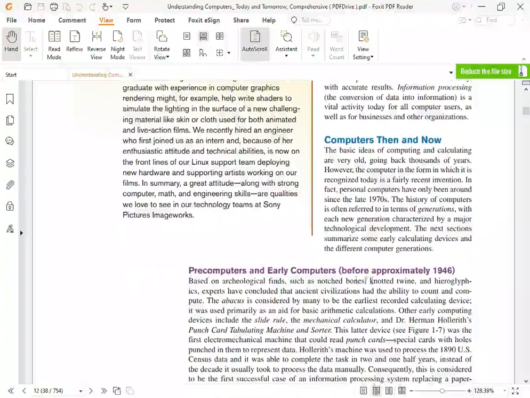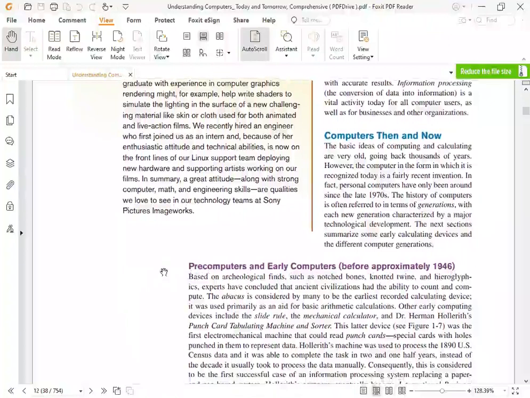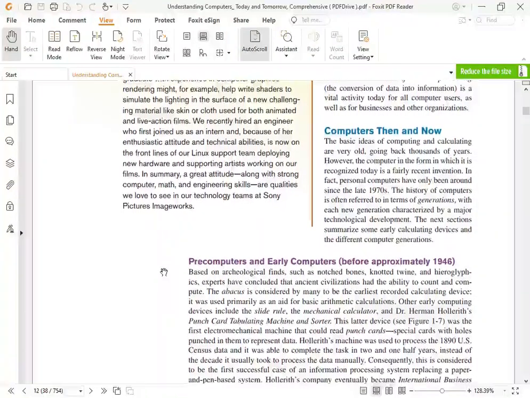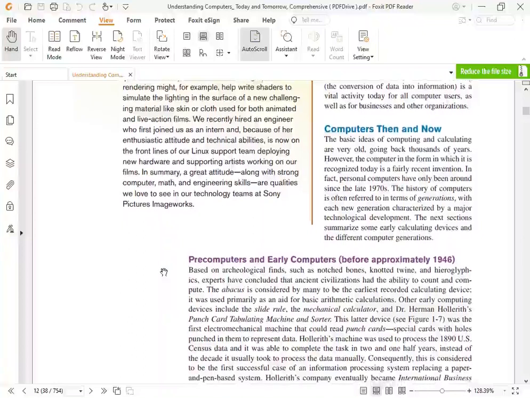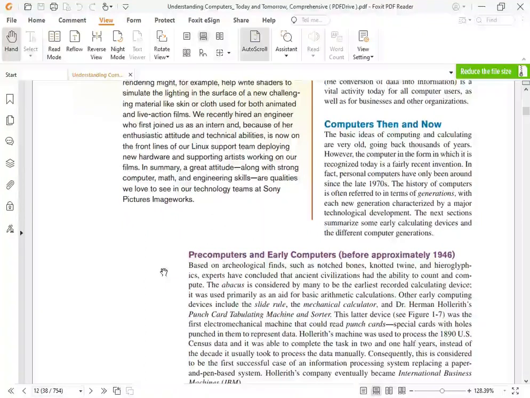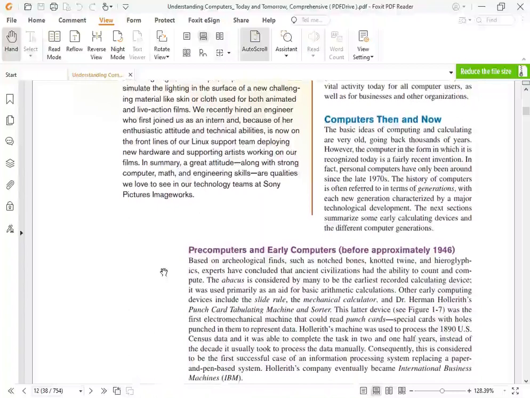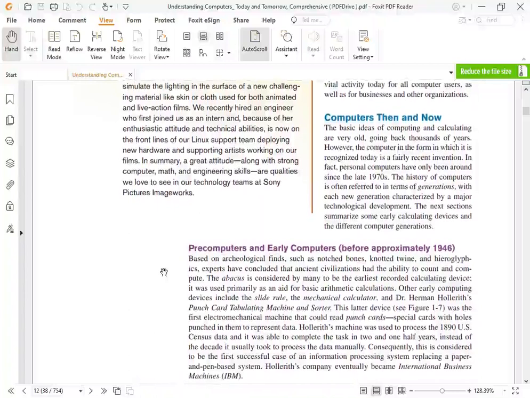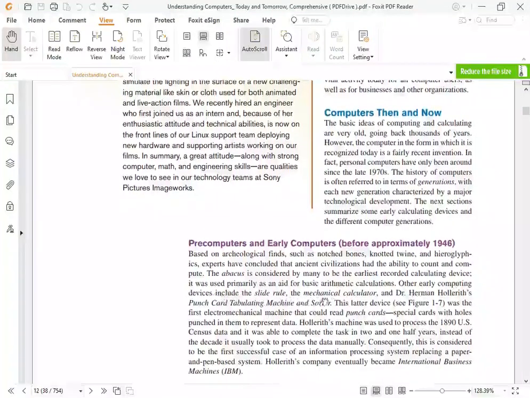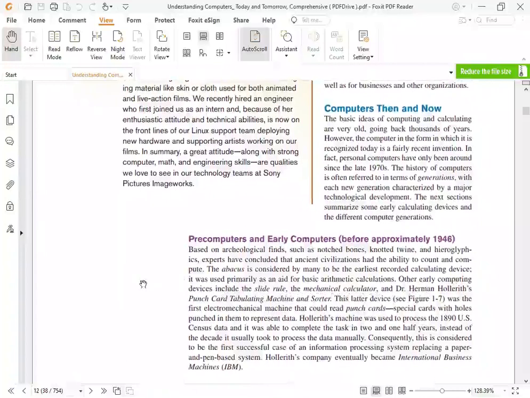Pre-computers and early computers, before approximately 1946. Based on archaeological finds, such as notched bones, knotted twine, and hieroglyphics, experts have concluded that ancient civilizations had the ability to count and compute. The abacus is considered by many to be the earliest recorded calculating device. It was used primarily as an aid for basic arithmetic calculations. Other early computing devices include the slide rule, the mechanical calculator, and Dr. Hermann Hollerith's punch card tabulating machine and sorter.